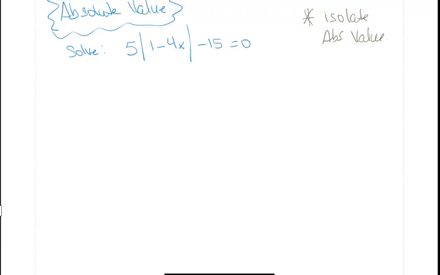So think of this whole entire thing. If this was just x and you wanted to solve for x, you would add 15 to both sides and then you would divide by 5, right? So we're going to do the same thing, but we're just going to leave our absolute values for right now. So we're going to add 15 to both sides. So we have 5, the absolute value of 1 minus 4x, and that's going to equal 15.